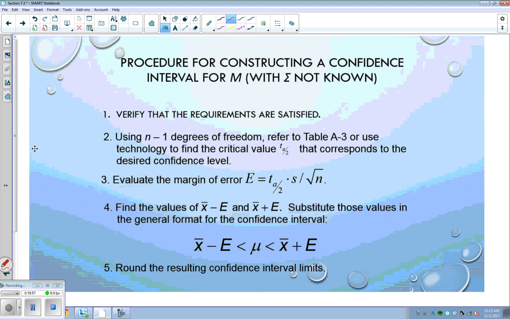If you're given the sample statistics, meaning you're given the sample standard deviation and the sample mean, you're going to keep them rounded to the same decimal point.